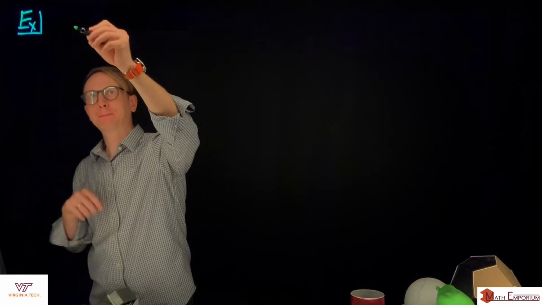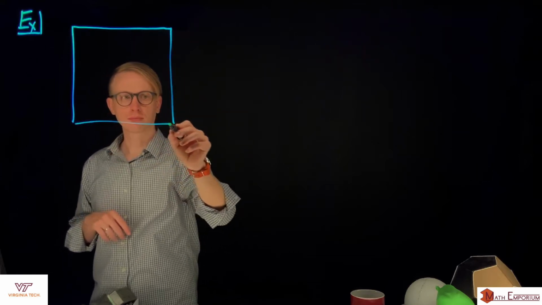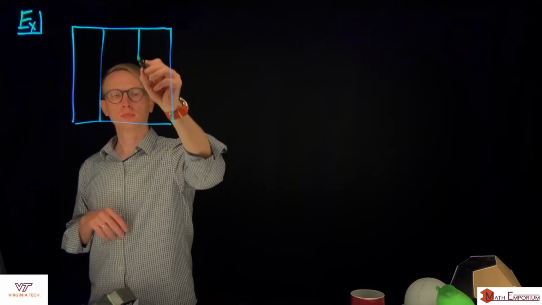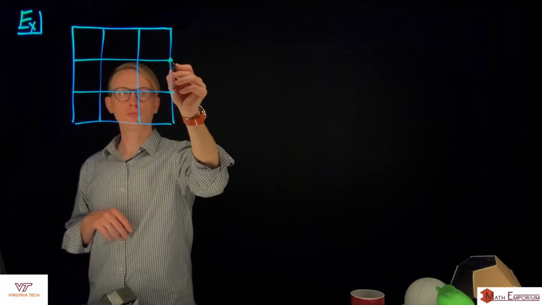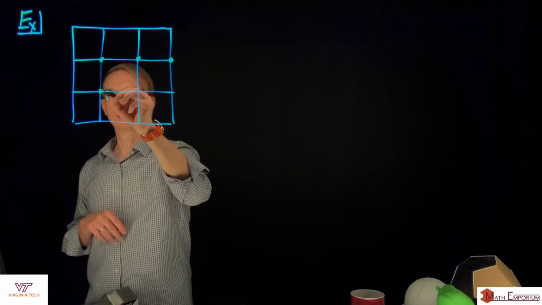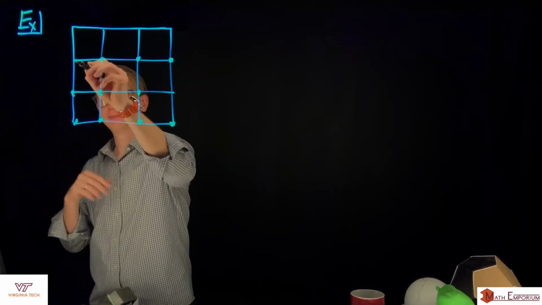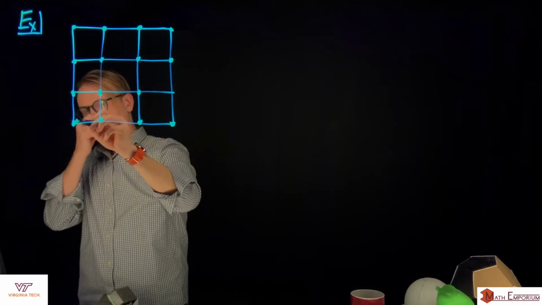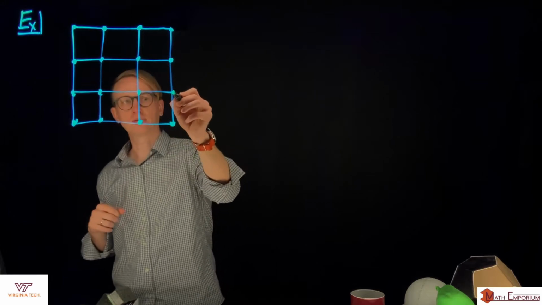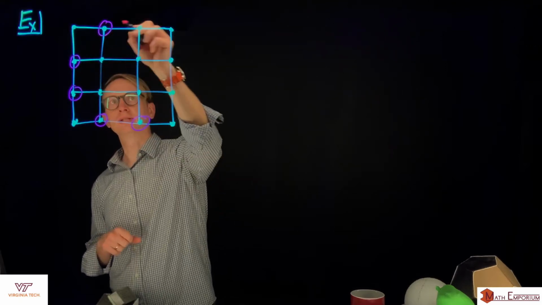Alright, so let's look at some graphs. Alright, so the question here is, does this thing have an Euler cycle? And hopefully, after looking at the last video, you know the answer is no. The reason being, lots of odd degree vertices.